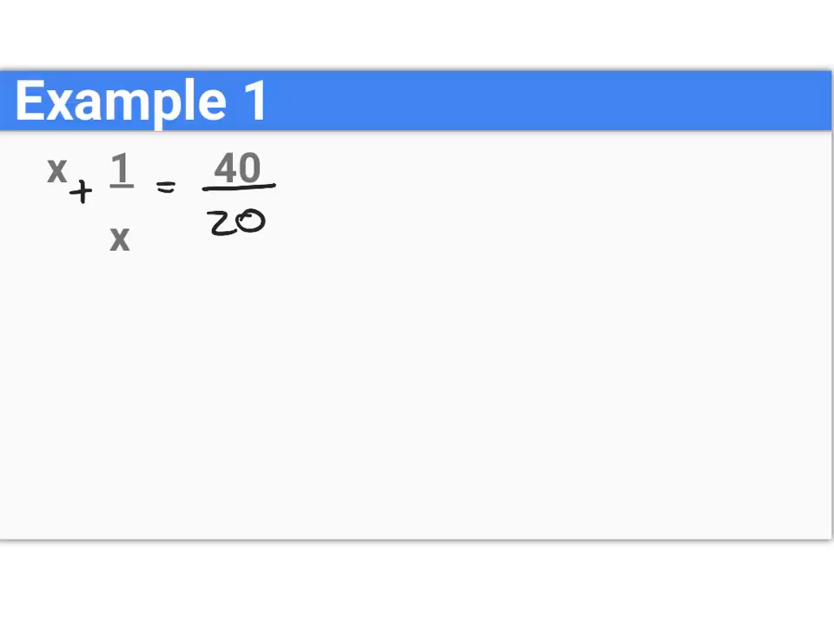Okay, so here is our first equation. Just like in the previous video, you put x over 1, so you're going to multiply this one by x. You don't have to multiply by anything on the second one. So you get x squared over x plus 1 over x equals 20. Let's simplify that one first.